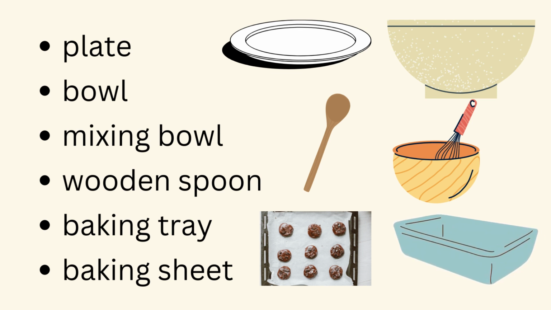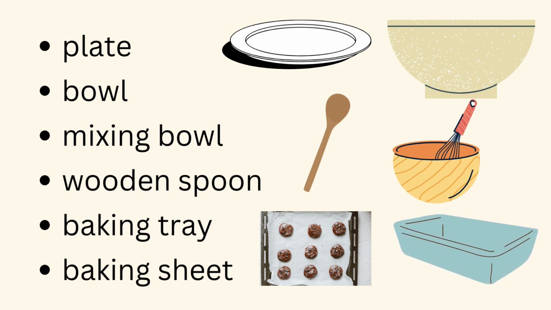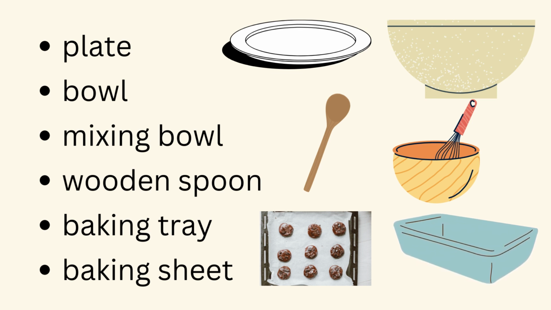on the serving table. Now let's move on to the next word, which is bowl. A bowl is a deep rounded dish used for holding food or liquid. The sentence is, she served us porridge in a bowl.